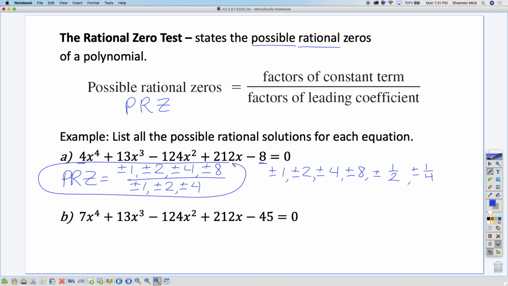Okay, so let's try this again. What is the constant of the next problem? Negative 45. Okay, normally the negative matters. Here it doesn't matter because we do plus and minus. Does that make sense? Yeah. So 45 is my constant. And what's my leading coefficient? 7. You notice it's the same problem. The filling of the sandwich is the same.